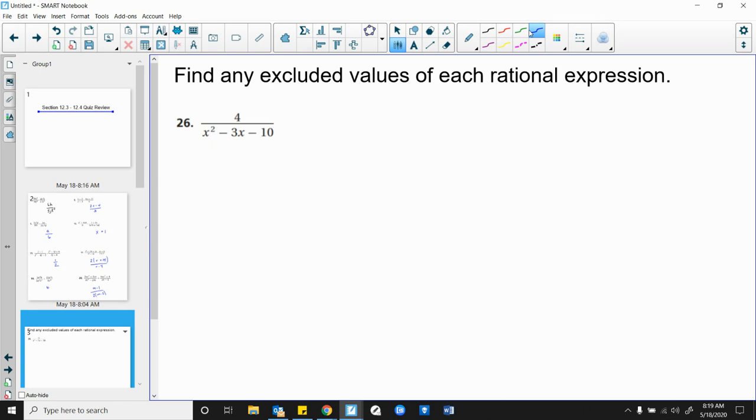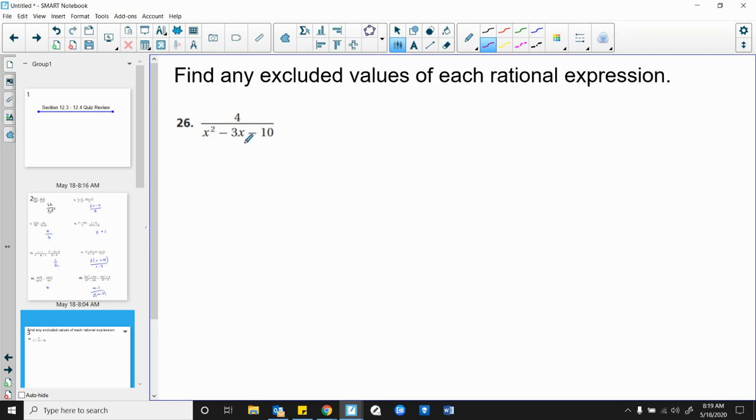Okay. So find any excluded values of each rational expression. If you remember when we talked about this problem, the thing we discussed was this is a division problem. So we cannot put something in the denominator that will give us a 0, because if we get a 0, then we can't divide, and it's a no solutions type answer.